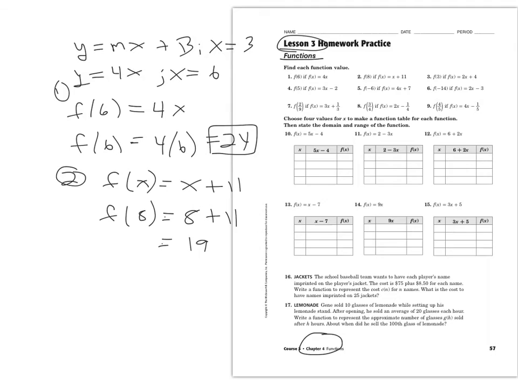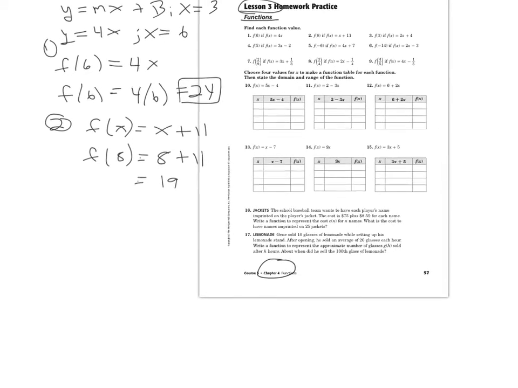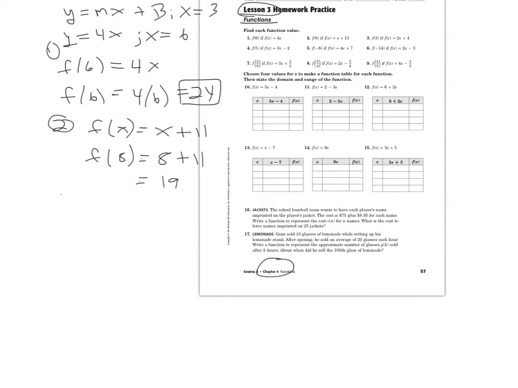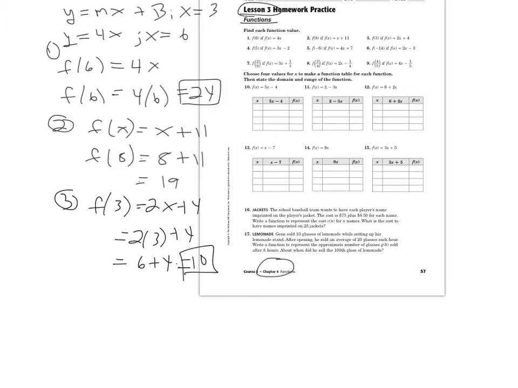Let's look at problem number 3. Problem number 3 has f of 3 equals 2x plus 4. So that means we're going to do 2 times 3 plus 4, which is 6 plus 4, equal to 10. So our answer for number 3 would be 10. Our answer to number 2 would have been 19.